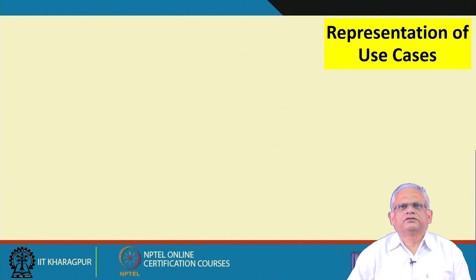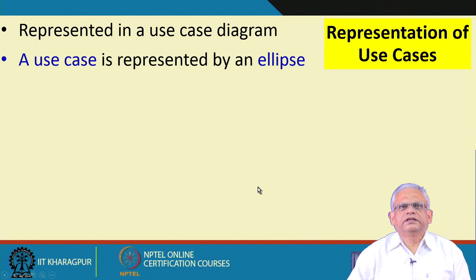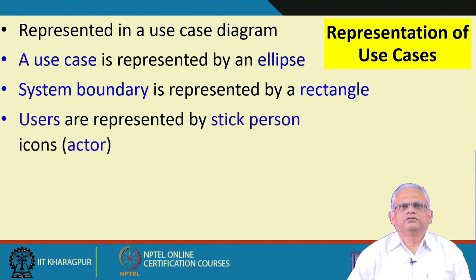Now, let us see how the use cases are represented. We have already seen a diagram. We have seen that a use case is represented by an ellipse. The boundary of the system is a rectangle. It shows what are the use cases contained in the system. The users are represented by a stick person icon. In the terminology of UML, we call the users actors.